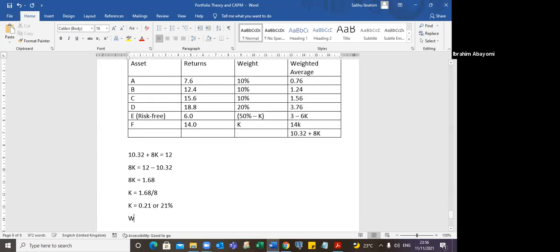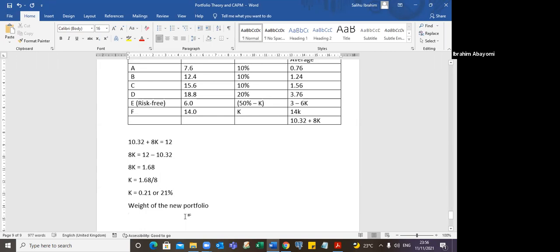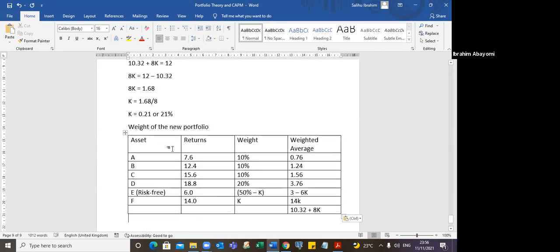So I call it the weight of the new portfolio, because my portfolio has changed. My portfolio has changed in the sense that I've added another investment to it. So this one will not change. This one will not change. My K is 21. So 50 minus 21 is 29.